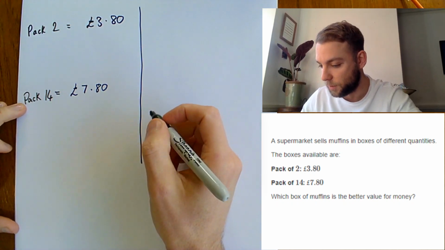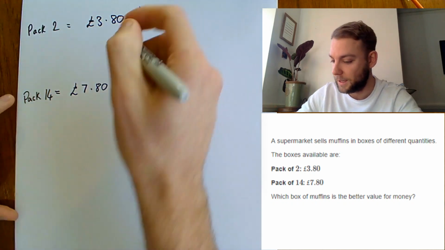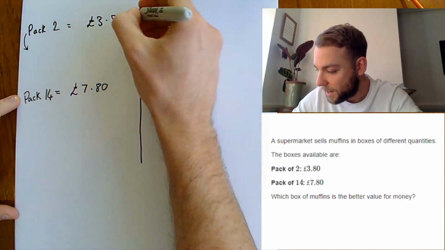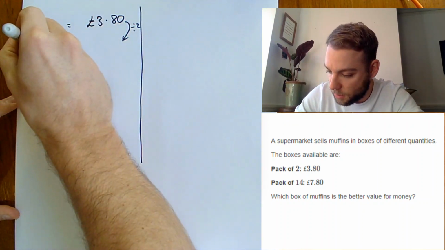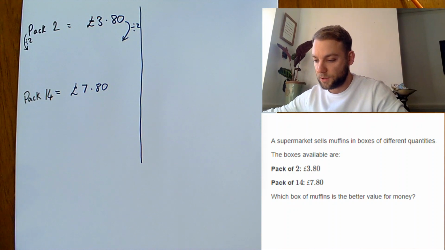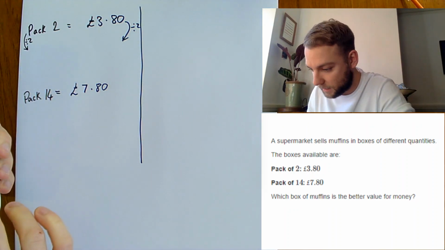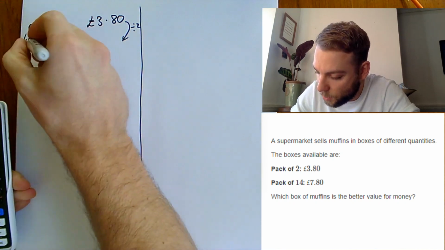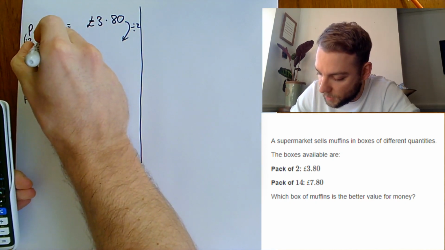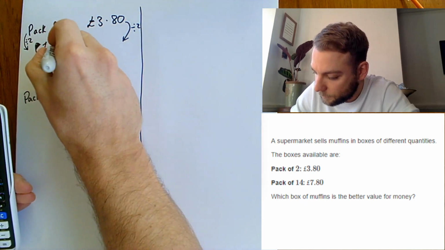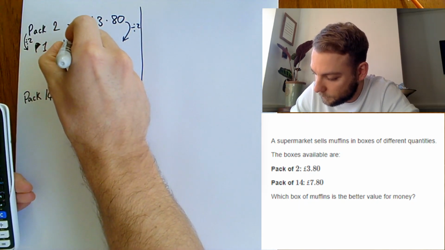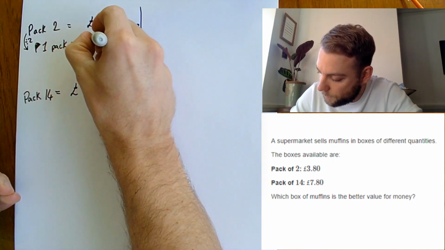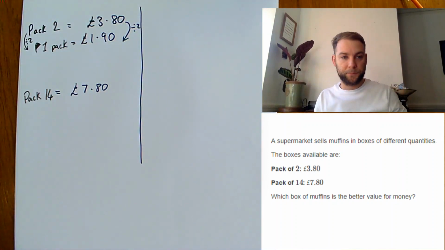So the first thing I'm going to show is breaking it always down to 1 pack. Now to break it down to 1 pack, it might be a little bit easier for you. Well, if I've got 2 packs, the price of 1 pack is going to be divided by 2. I'm going to do this on my calculator for now. Sometimes this does come up on non-calculator. So £3.80 divided by 2. So, I should say 1 pack is equal to £1.90.